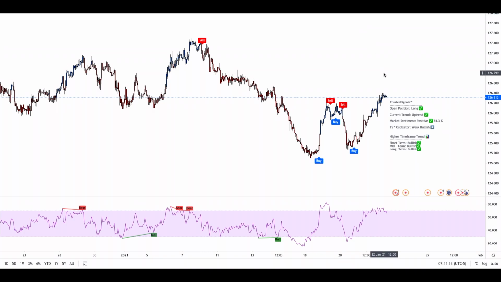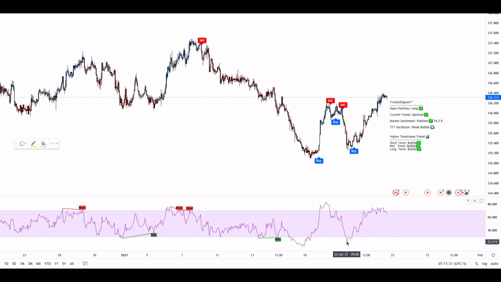The Trusted Signals RSI is automatically set to 70, the overbought level, and 30, the oversold level. An easy understanding on how to use the RSI is: when price reaches the 30 level or lower on the RSI, you are looking to buy the market. And when price reaches the 70 level or above, you are looking to sell the market. Easy enough to understand? Good.